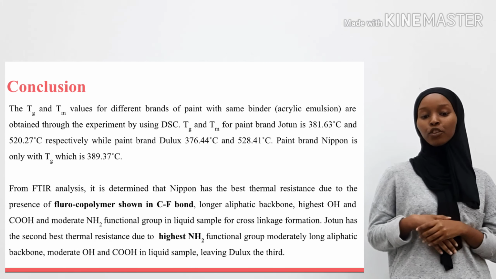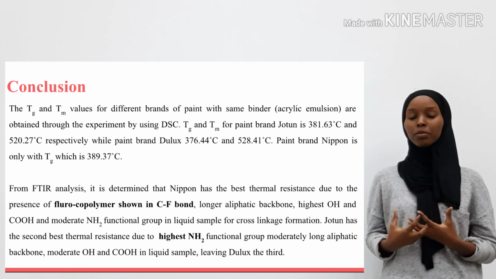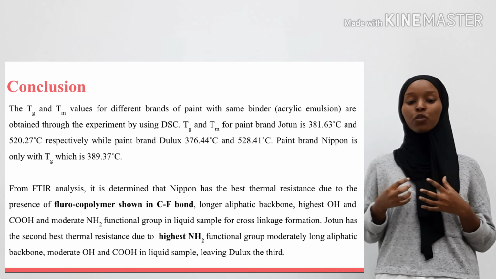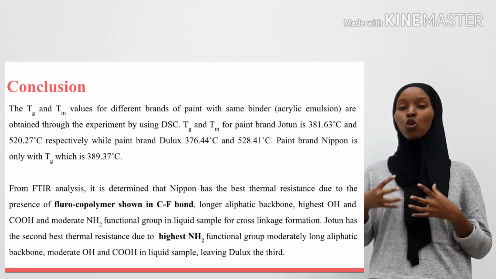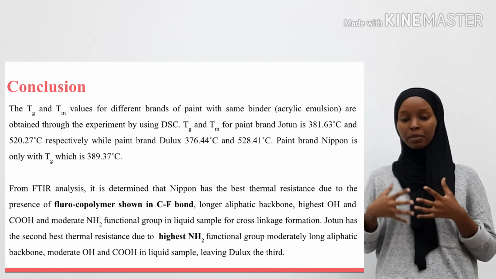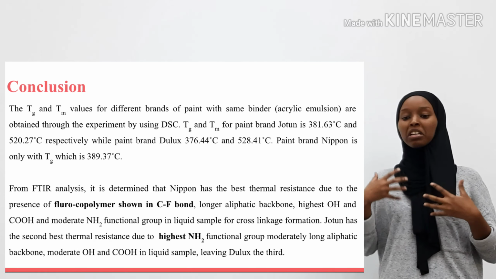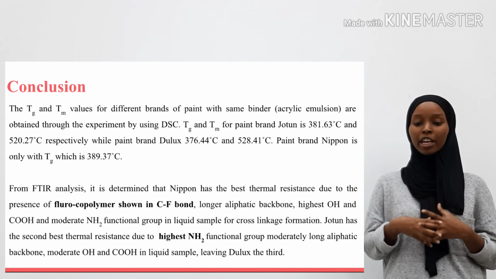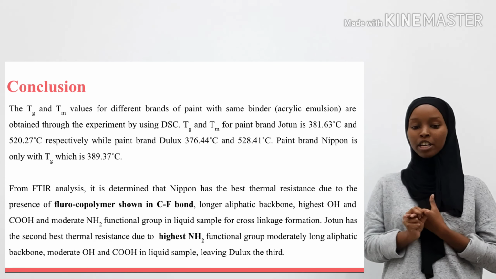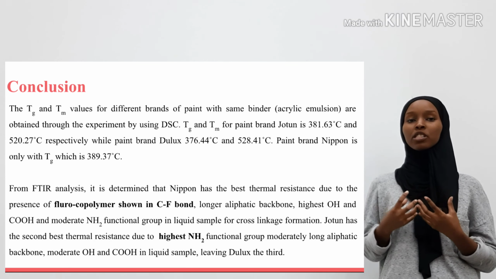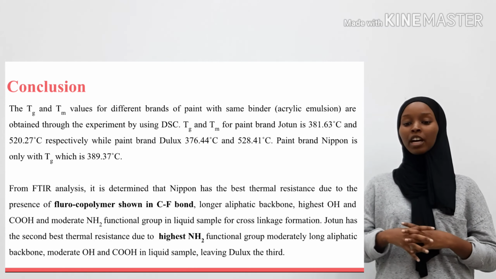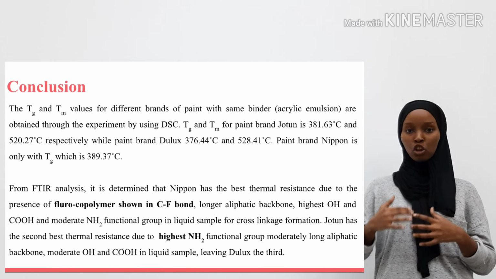and this value is 389.37 Celsius. And for the FTIR analysis, it was determined that the brand Nippon had the best thermal resistance, and that's because of the fluorocopolymer shown in the C-F bond, while they also had a longer aliphatic backbone and the highest OH and COOH. The second best in thermal analysis is the Jotun brand, and that's because they had a distinctively highest NH2 functional group, leaving Deluxe as the lowest.